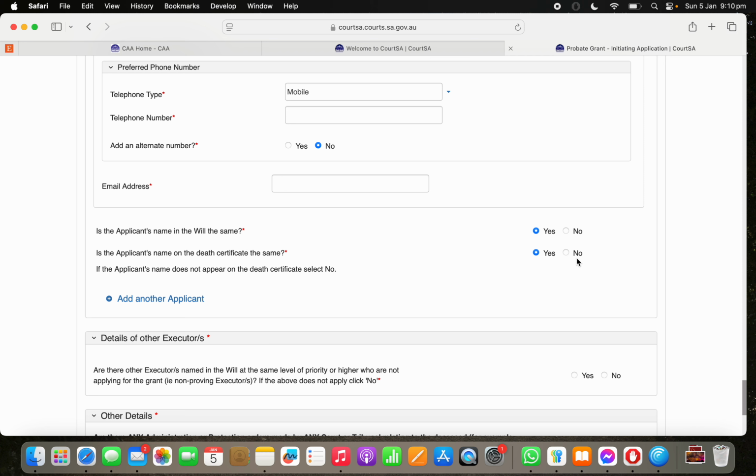All right, so then, if the applicant's name does not appear on the death certificate, we select no. So if the applicant's name is different, we want a letter to explain the difference, whether it's because there's a misspelling or a name has been omitted. Just upload a letter for the registry.